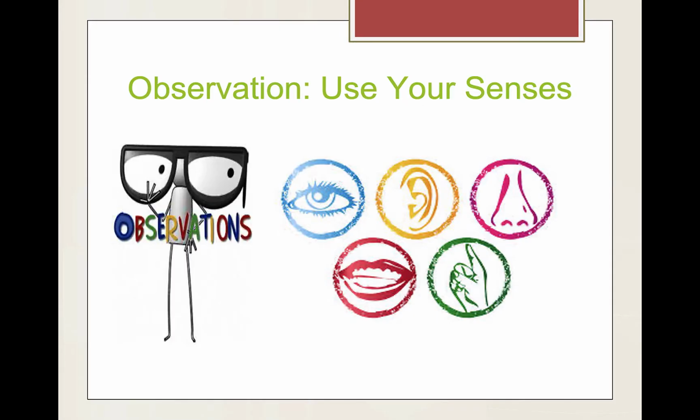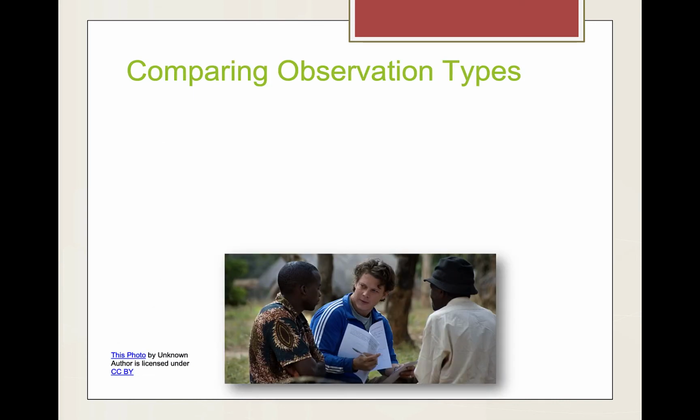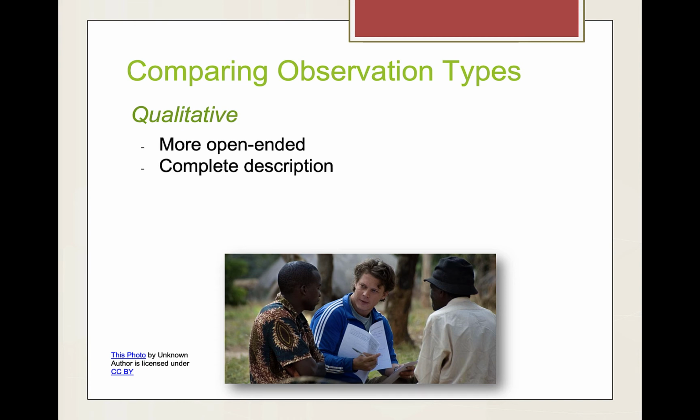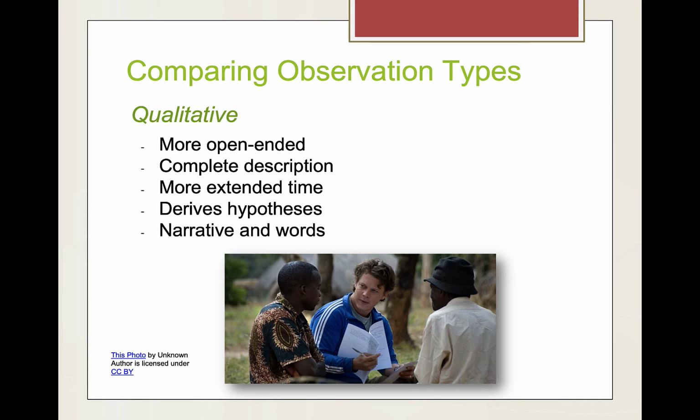When you're conducting an observation, be sure to use your senses. What you see, hear, smell, taste, and touch could all be important. You'll need to compare observation types to figure out what you want to do. There's the qualitative side. This is more open-ended. It'll help provide a complete description, though it takes a more extended time to conduct. It helps you derive hypotheses. It uses narrative and words.